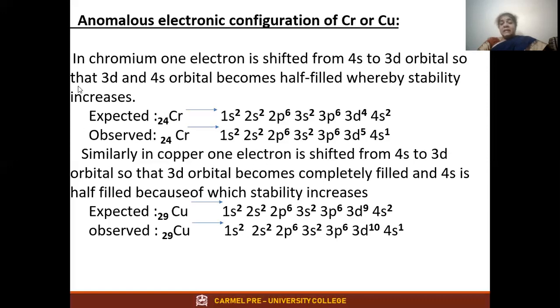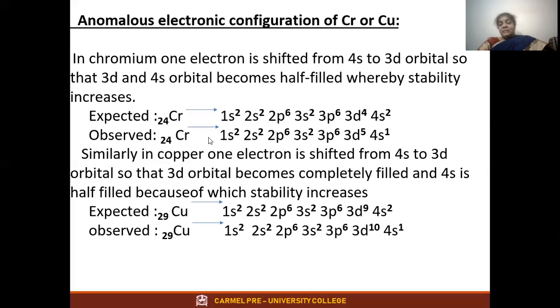So in the exam, students, they will definitely ask you to write the configuration of either chromium or copper, because students normally tend to forget this configuration. They just write the configuration like this. Always they write the first configuration, which is totally wrong. These have anomalous configurations, different from the normal. Why is the configuration different from the normal? Because of this half filled and completely filled state.